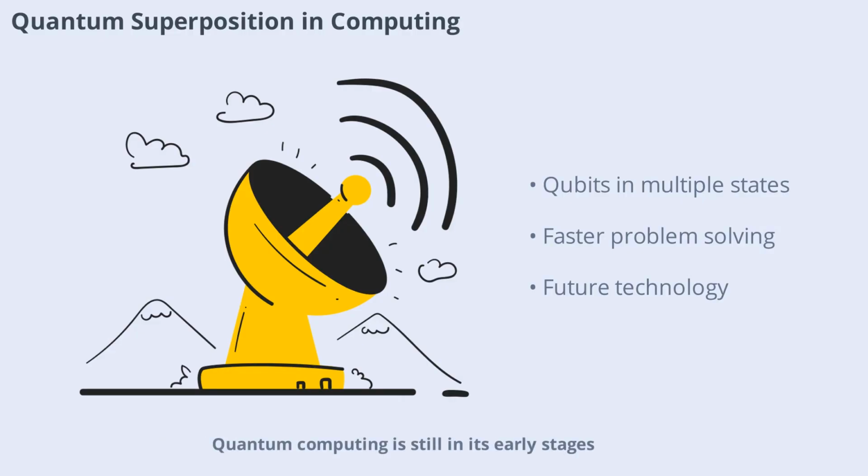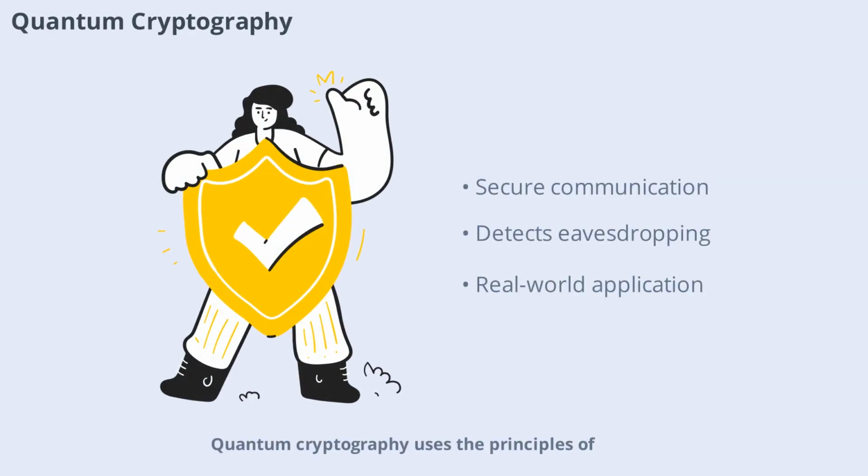Quantum computing is still in its early stages, but it holds great promise for the future of technology and science. Quantum cryptography uses the principles of quantum physics to create secure communication methods. Because measuring a quantum system changes its state, any attempt to eavesdrop on a quantum communication can be detected. This makes quantum cryptography incredibly secure and is already being used in some advanced communication networks. It's a real-world application of quantum mechanics that could change how we keep information safe.